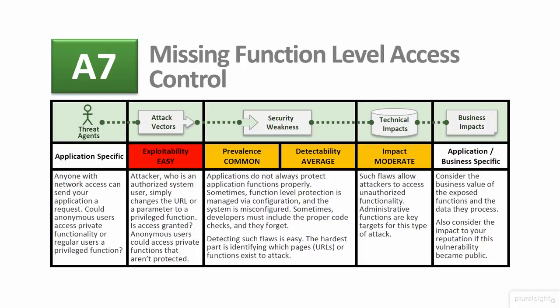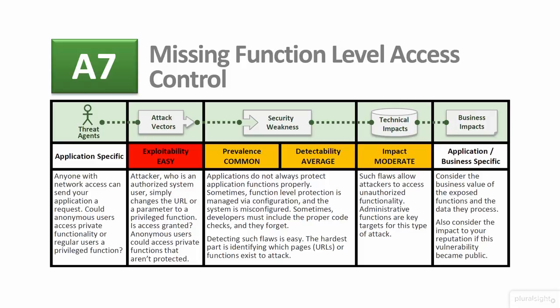OWASP says function level access controls because they're trying to demonstrate that it's not just about, say, a URL that's missing an access control. Authorization can be much more granular than that. And in fact, as we progress through this module, you'll see some nuances in how access controls need to be implemented. Now, the thing that really stands out here is the exploitability. So just how easy it is to compromise a system that's done a poor job of their access controls.